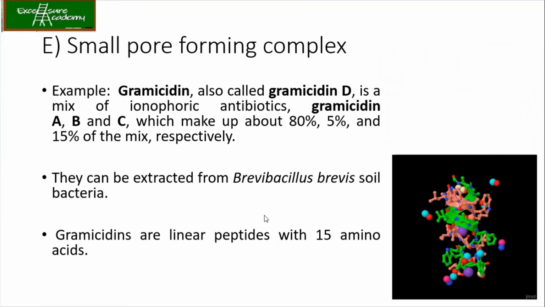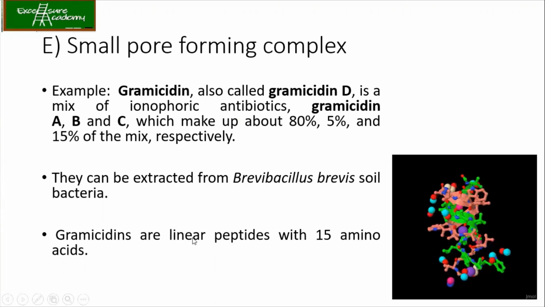So what is this? These are extracted from Brevibacillus brevis. They are linear peptides with 15 amino acids. So what happens is that many small peptides are released by the organism. So these small peptides will come together to form the pore.